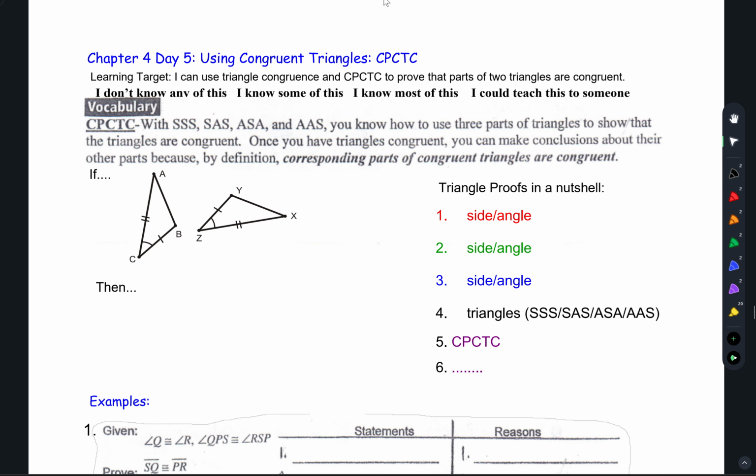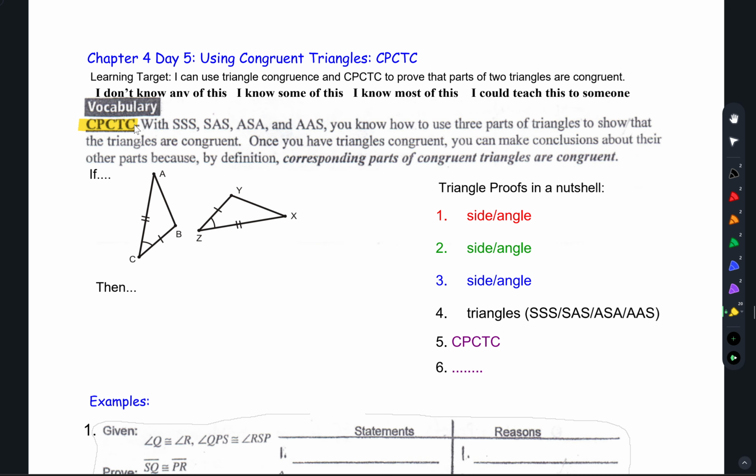So the main reason that we can do this is something called CPCTC. This is an acronym that's just going to make a long phrase nice and easy for us. CPCTC says that once we know two triangles are congruent, then every other corresponding part in there must also be congruent to each other, right?